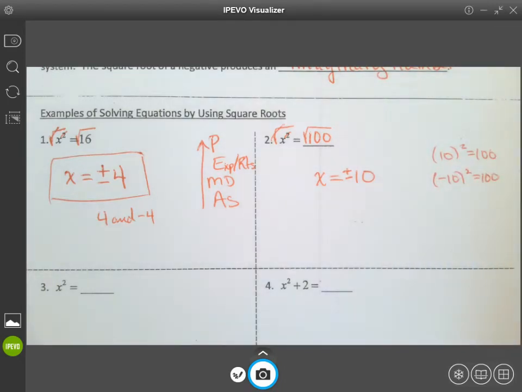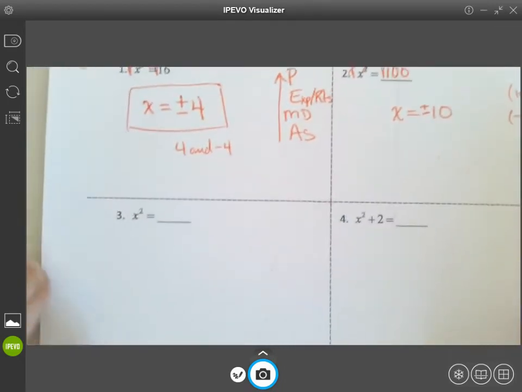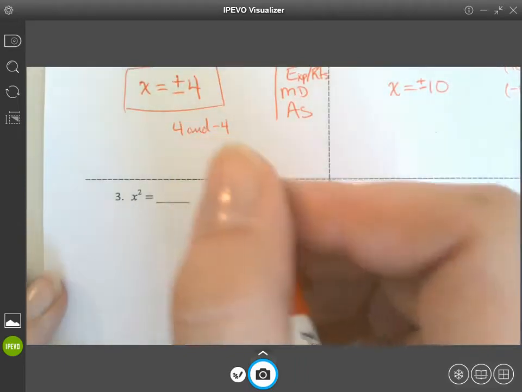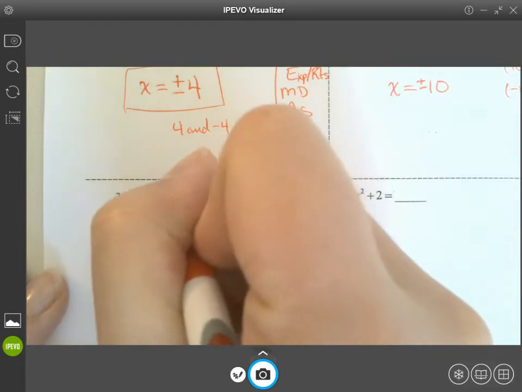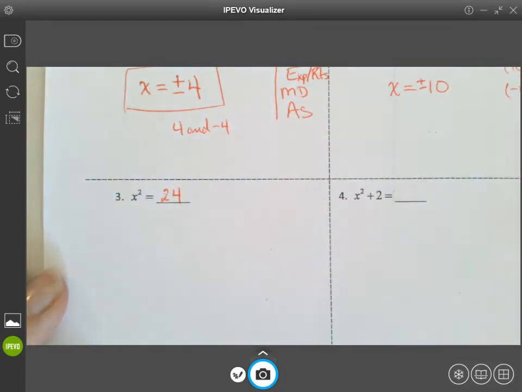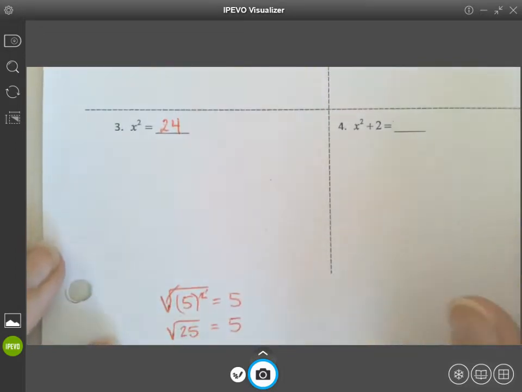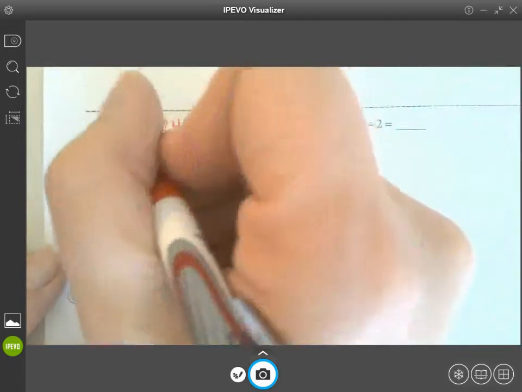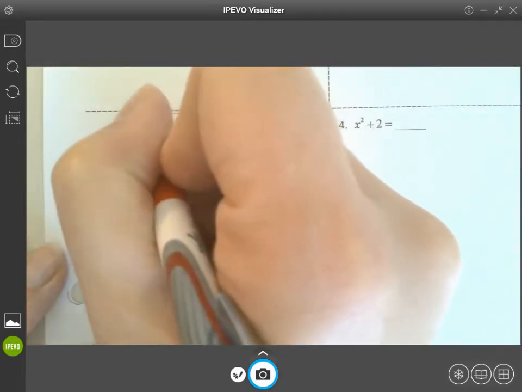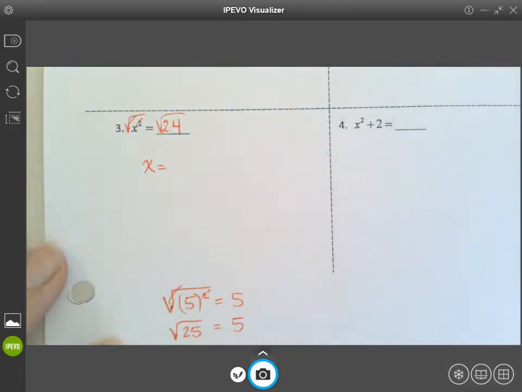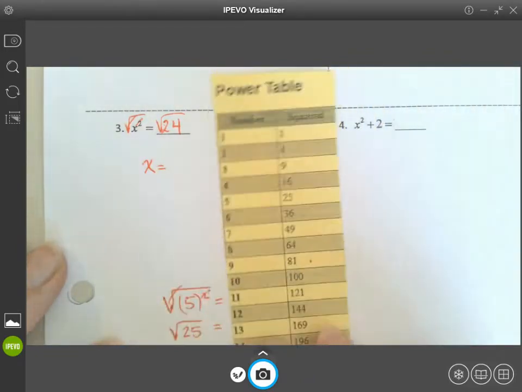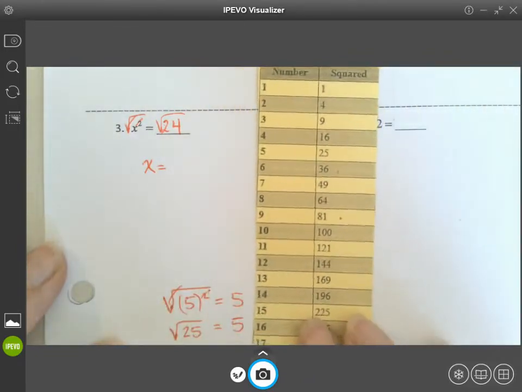Okay. All right, let's do this next one. I'm going to do x squared equals 24. That one's not so easy now, is it? I'm asking you what squared gives me 24. So I'm going to take the square root. That's going to cancel. But 24 is not on my perfect square list. So this is why I was asking you to have your perfect square list out.